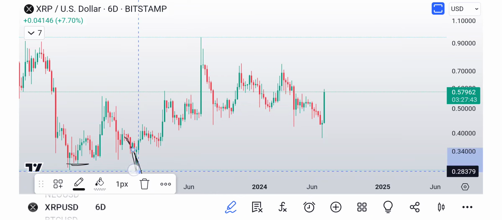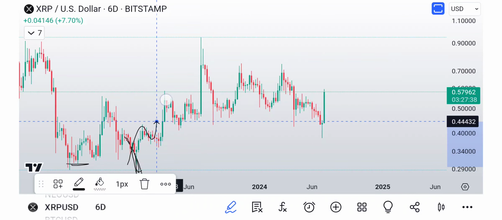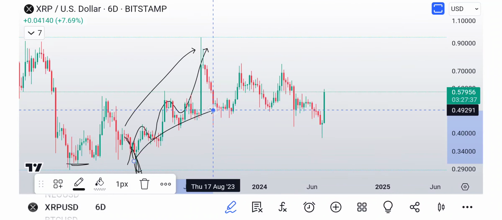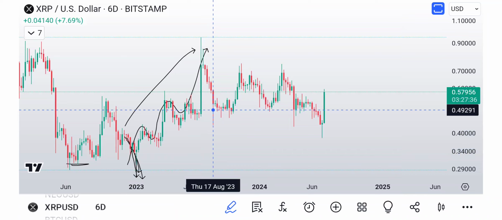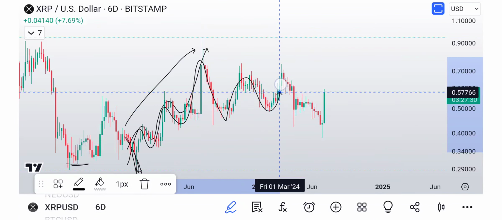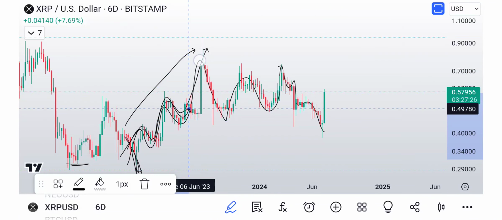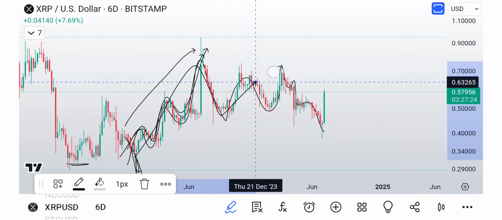Which is a diagonal, right? You have a 1, 2, 3, 4, 5. You have a 5-wave move here. So you have this diagonal, perfect, right? So 1, 2, 3, 4, 5, and then you have A, you have a complex B, and then you have 1, 2, 3, 4, 5 for C. So you have 1, 2, 3, 4, 5, 1, A, B, C.